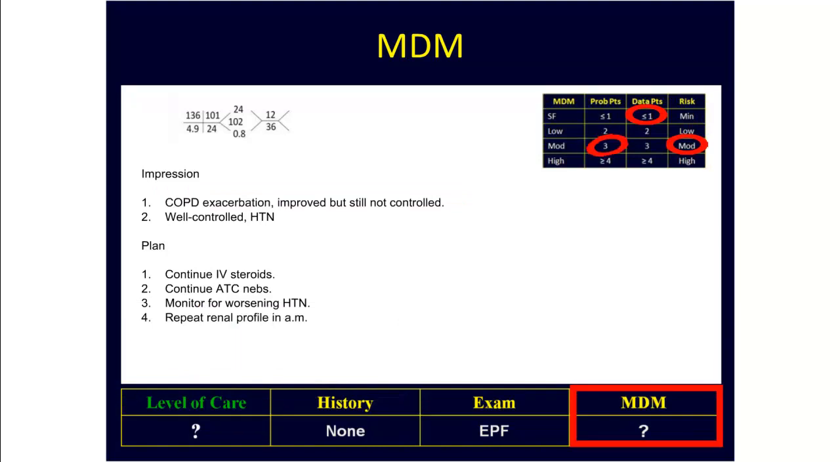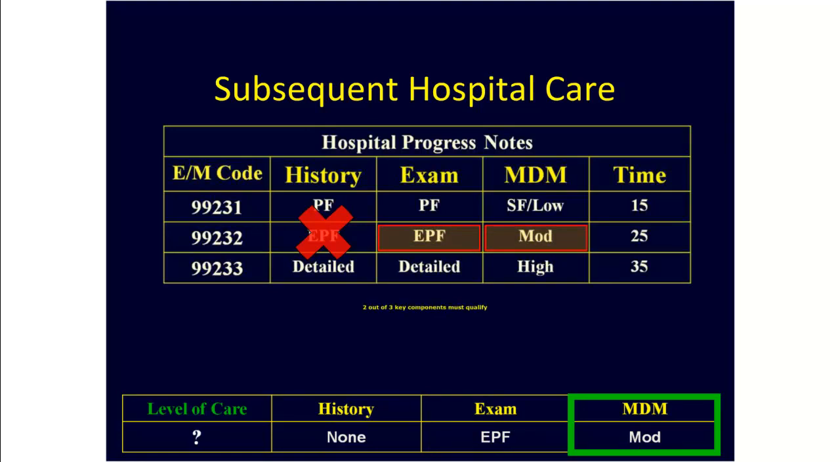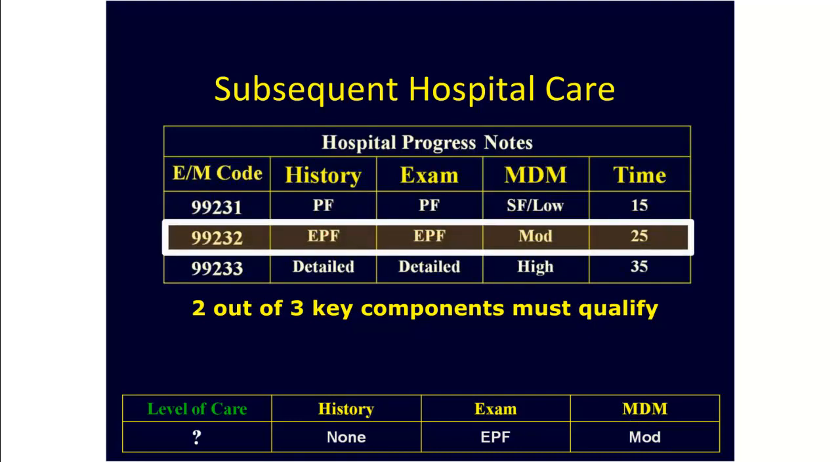So we have 3 problem points, 1 data point, and moderate risk. Only 2 out of 3 dimensions are needed, so this adds up to moderate complexity medical decision-making. So now the final key component is known. Going back to our table of documentation, now we know we have no history, an EPF exam, and moderate complexity medical decision-making. Remember, for hospital progress notes, only 2 out of 3 key components are needed. That means this adds up to the 99232 level of care, otherwise known as a level 2 hospital progress note.